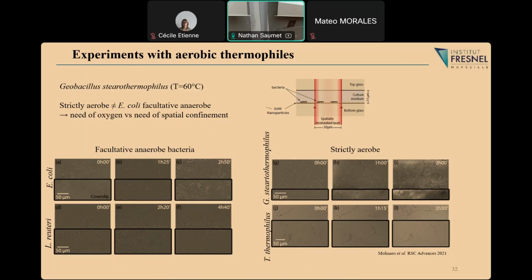But if we look at two thermophiles which are strictly aerobic, Thermus thermophilus and Geobacillus stearothermophilus, and we look at what happens under the cover slip, there is nothing. It cannot grow in a small environment. Not because they are claustrophobic, but because they need oxygen to survive.